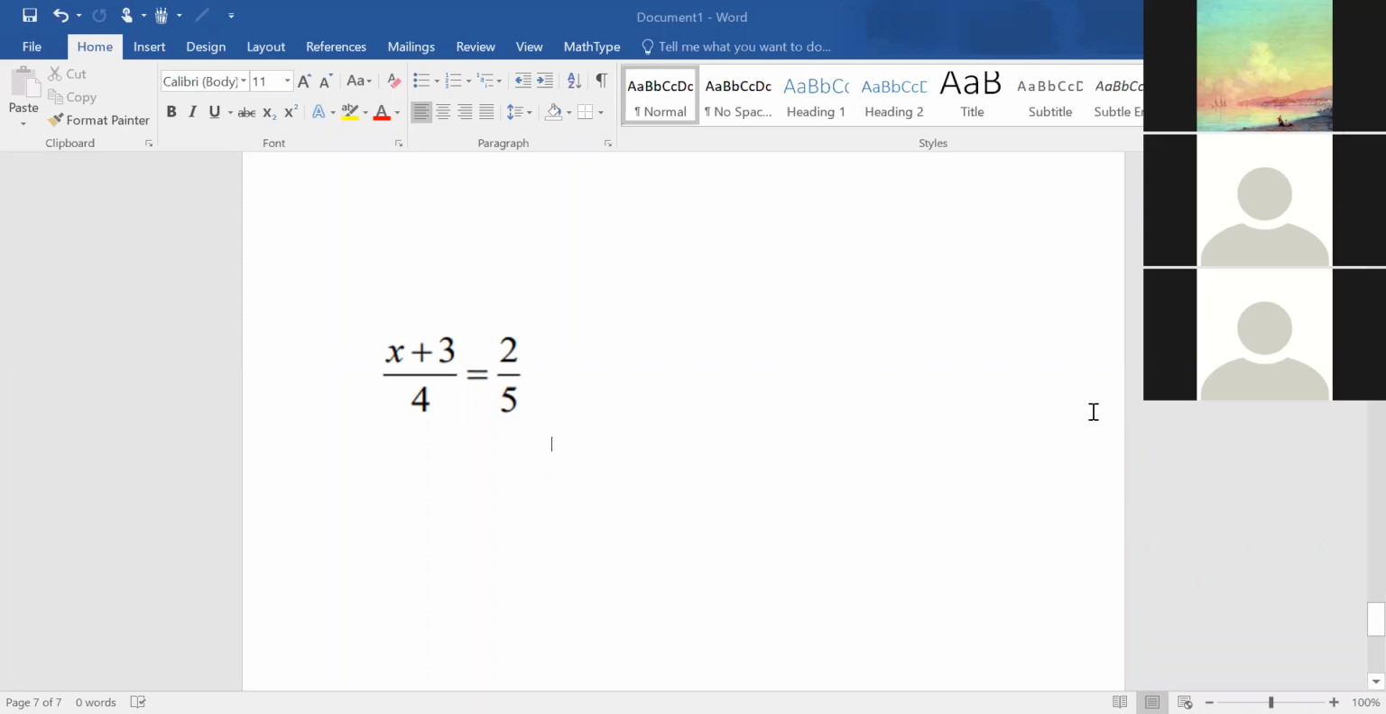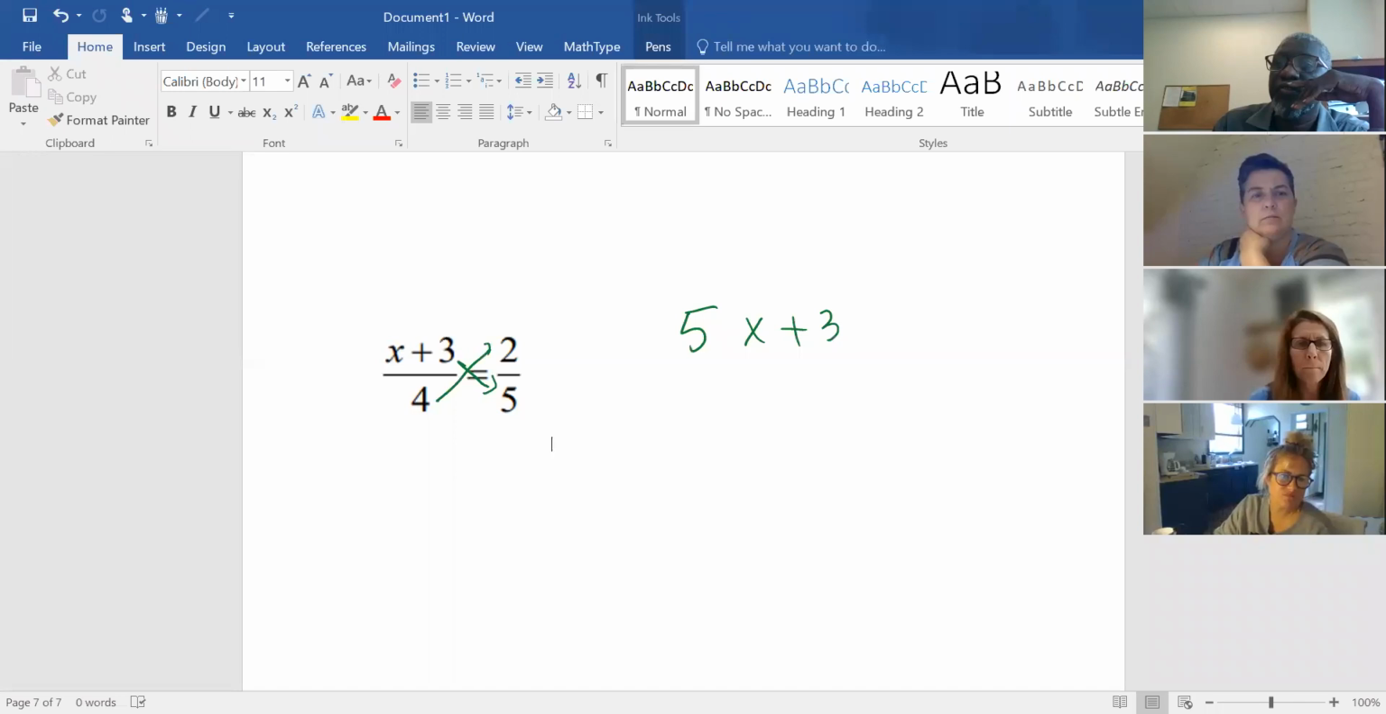So how do we cross multiply? We have to cross multiply, right? We have to do this and this. Here, to avoid mistakes, if I do 5x plus 3, what is missing? Can you tell me what is missing?